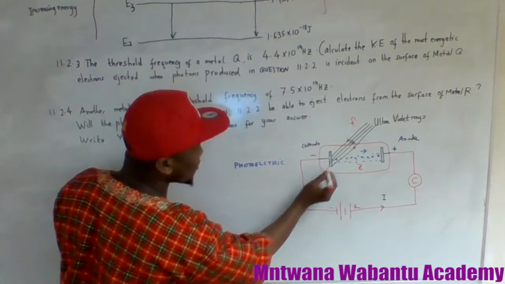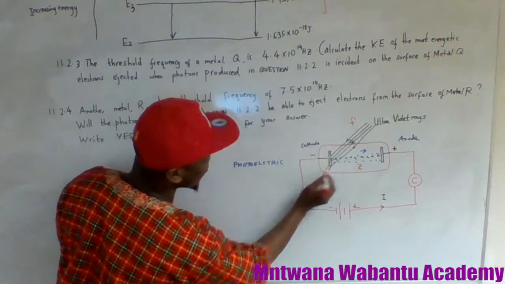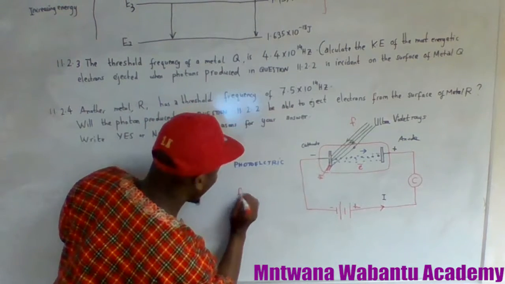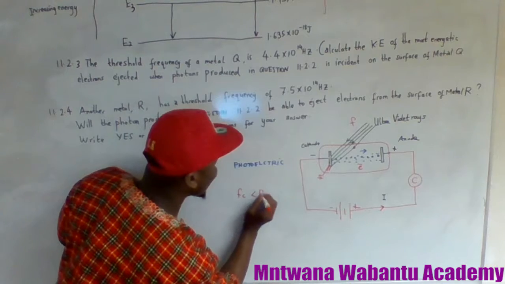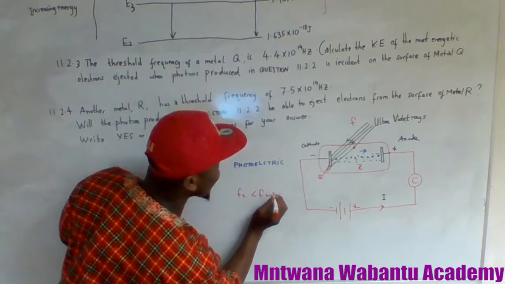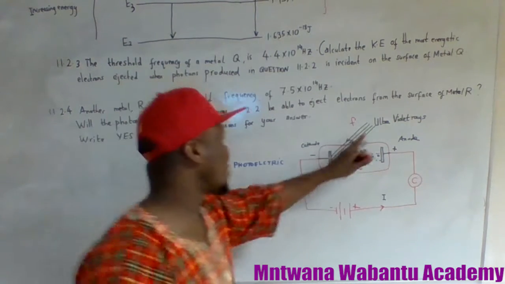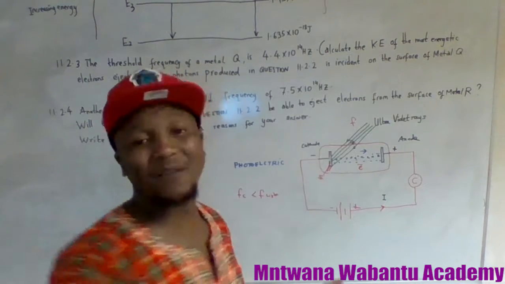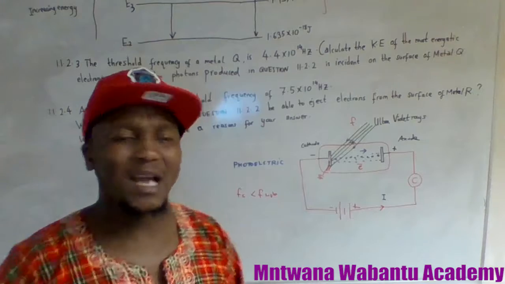So this metal plate here at the cathode, you see this metal plate, it also has a frequency. If the frequency of the cathode is less than the frequency of the light which is coming, then this frequency is bigger than this. This metal plate must have a frequency. So let's say it could be aluminium, sodium.